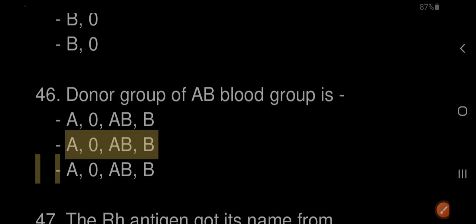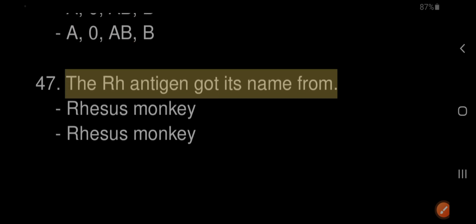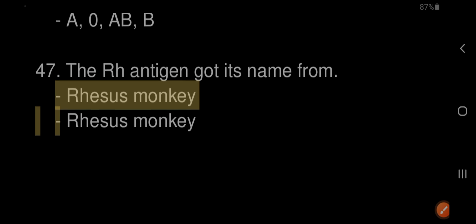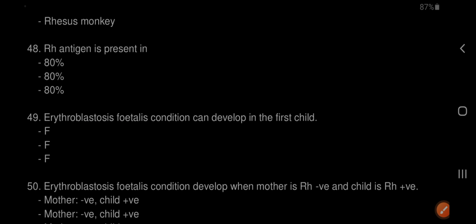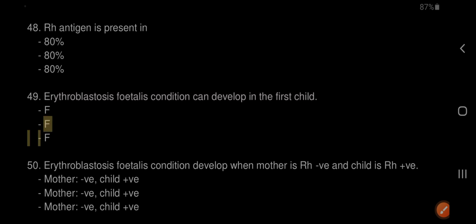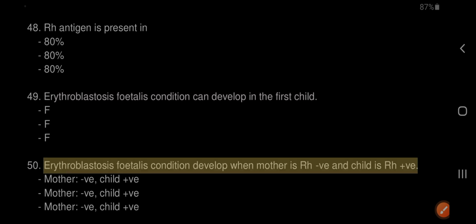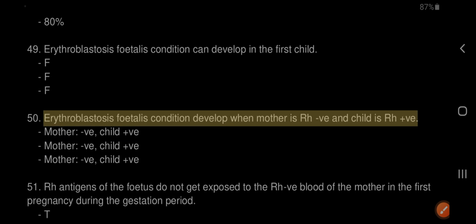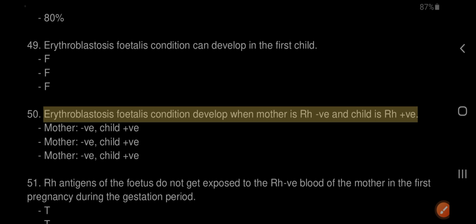47. The Rh antigen got its name from the rhesus monkey. 48. Rh antigen is present in 80%. 49. Erythroblastosis fetalis condition can develop in the first child. 50. Erythroblastosis fetalis develops when mother is Rh negative and child is Rh positive.